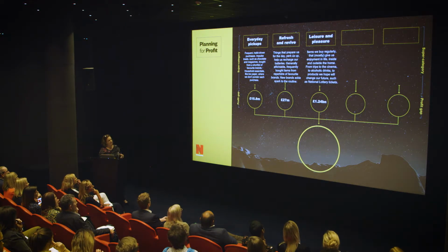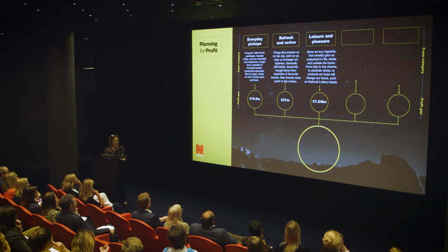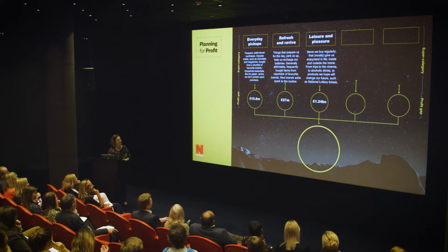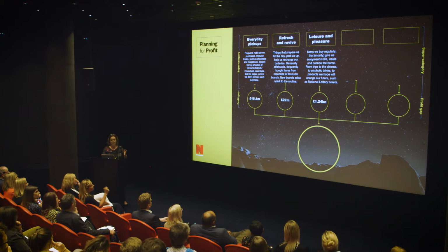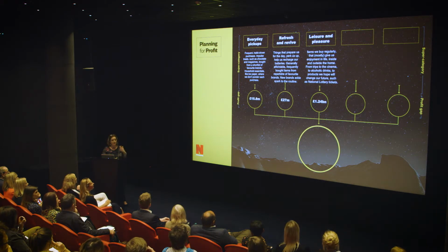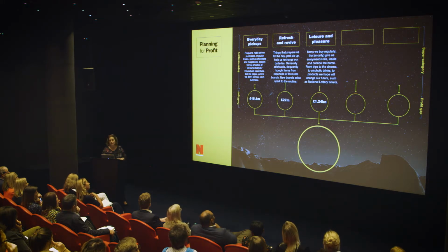Leisure and pleasure. These are items that we buy regularly that mostly give us enjoyment. If you like shopping in Waitrose, like Sally does, then that's fine. But some of us hate supermarket shopping. Trips to the cinema, alcoholic drinks, and products that we hope will change our future, such as National Lottery tickets. And there's a huge amount of missing profit in this category because it is a huge category in terms of the types of products and brands that are in it.